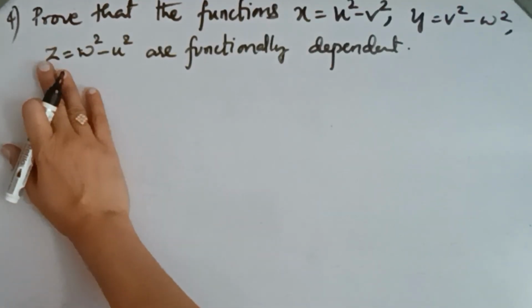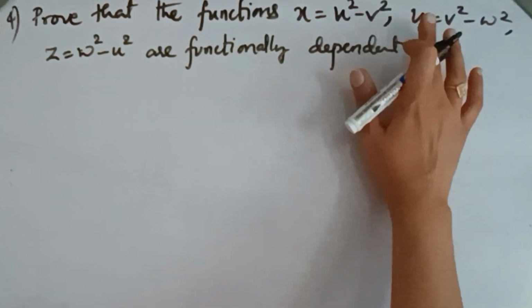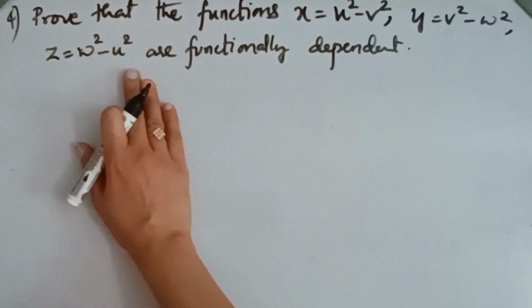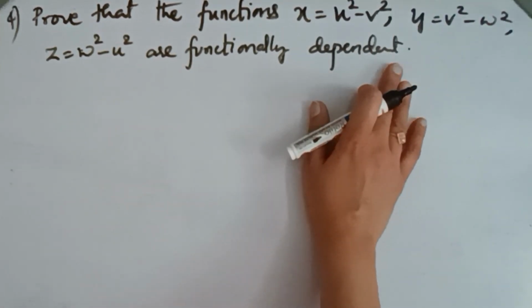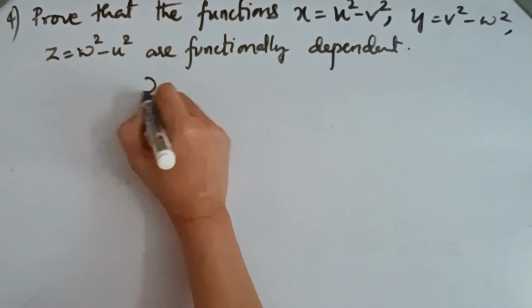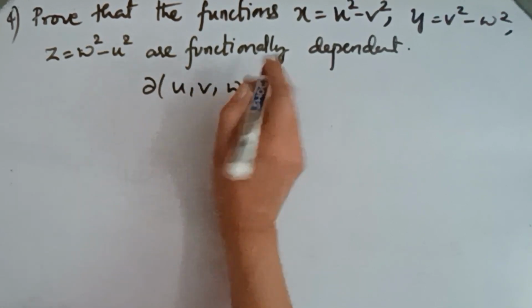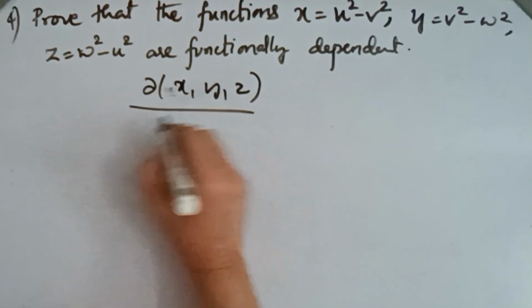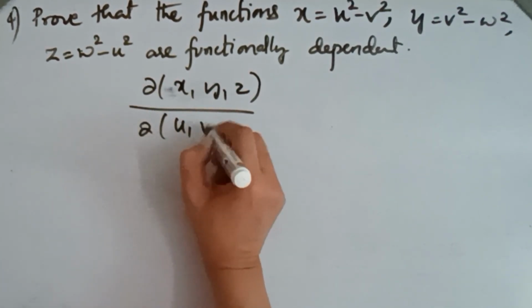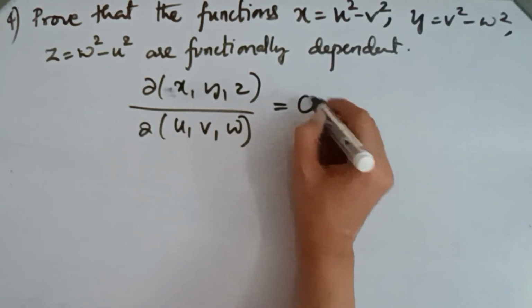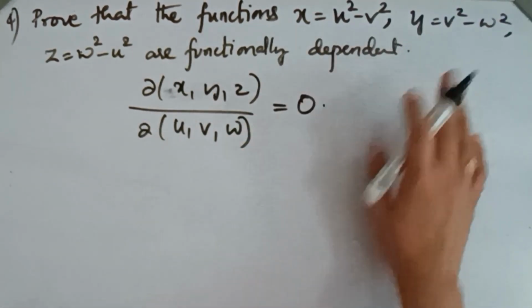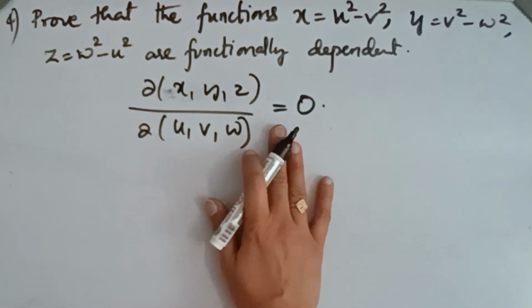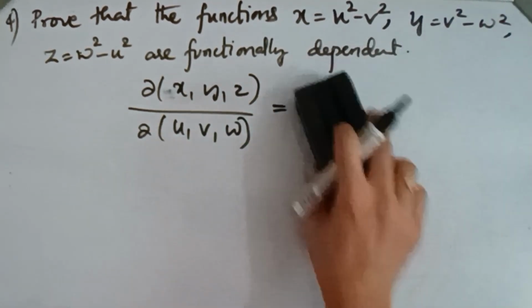See the last problem. Prove that the functions x equal to u square minus v square, y equal to v square minus w square, z equal to w square minus u square, are functionally dependent. When three functions are functionally dependent, if the Jacobian of these three functions, here the functions are x, y, z, with respect to the independent variables u, v, w equal to 0, then we can say that those three functions are functionally dependent. So we have to find the Jacobian of these three functions.